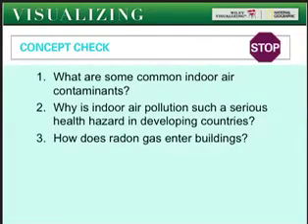How does radon gas enter buildings? Well, it seeps through the ground and enters buildings through cracks in basement walls or floors, openings around pipes, and pores in concrete blocks. These all provide ports of entry.